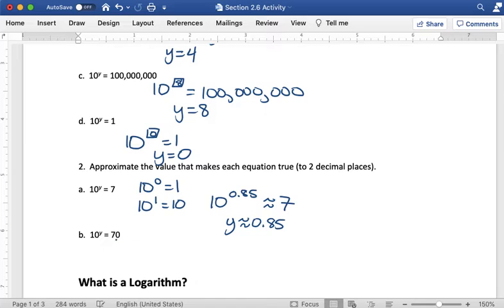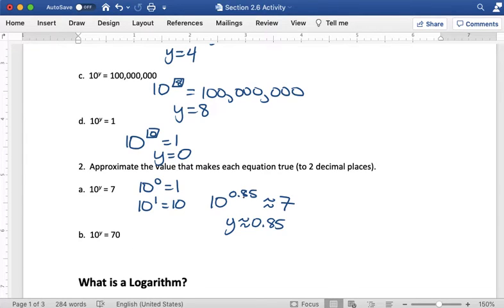Now, for part B, I could do the same process and repeat it using guessing and checking. Now I'm trying to get 70 instead of 7. So I know that this one is going to be between 1 and 2 because 10 squared is 100 and 70 is less than 100, but 70 is more than 10. Or I could use the same kind of process that we used up here with whole numbers. So I know that 10 to the 0.85 is about 7.